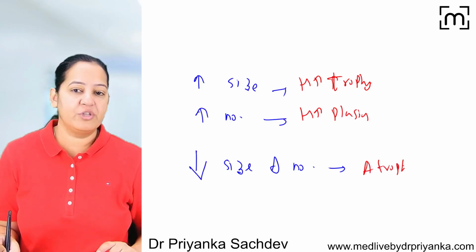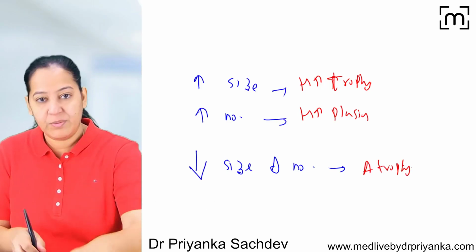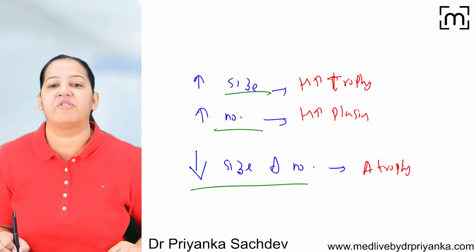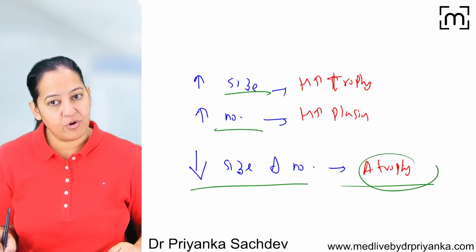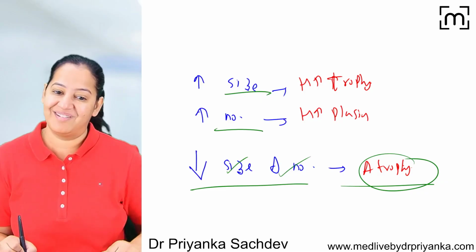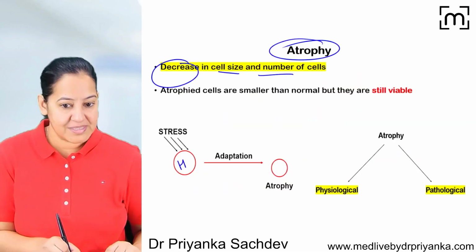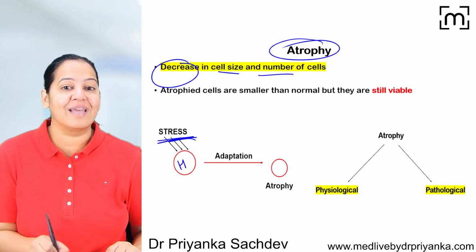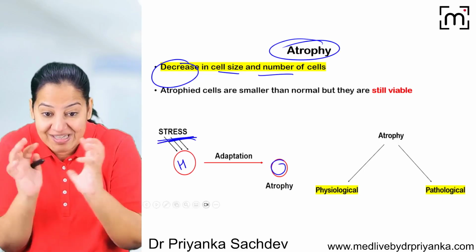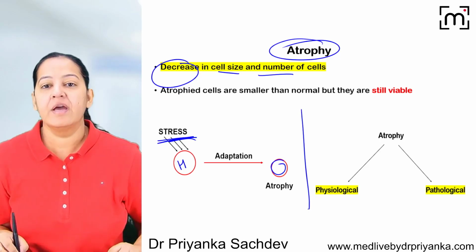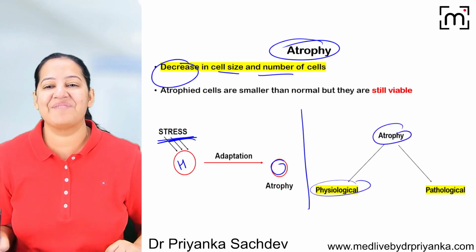So for reduction, we don't have 2 terms. For increase, we have different term for size, different term for number. But for reduction, we have same term for size and number, that is atrophy. Atrophy is reduction in size as well as number. It is for both. Okay, so it is reduction in size. So see, this is a cell. It is in homeostasis. Whenever the stress is acting, it is reduced. It is shrinked. It is reduced. So you can draw the diagram. Okay, now it is of 2 types again, physiological and pathological.